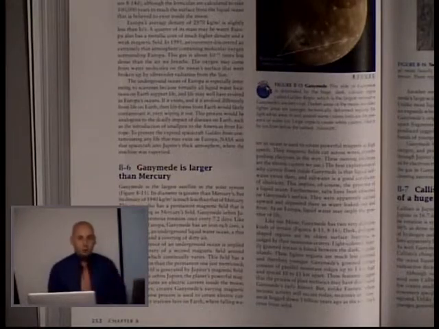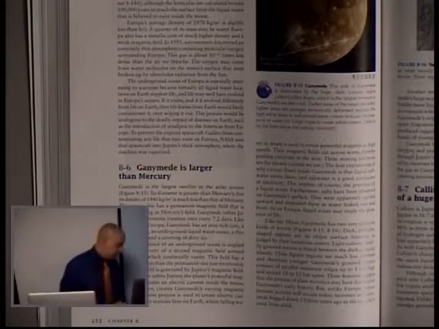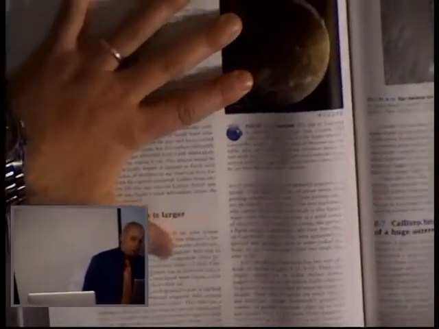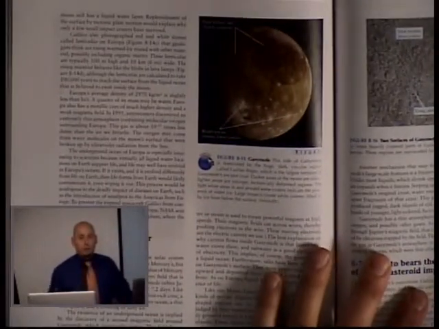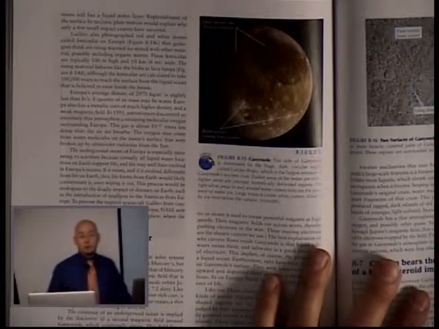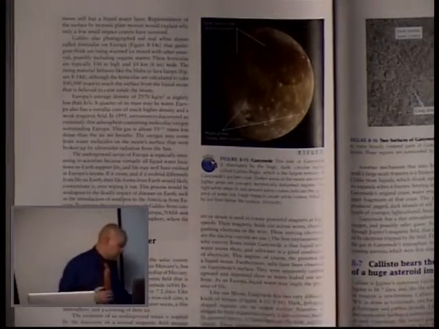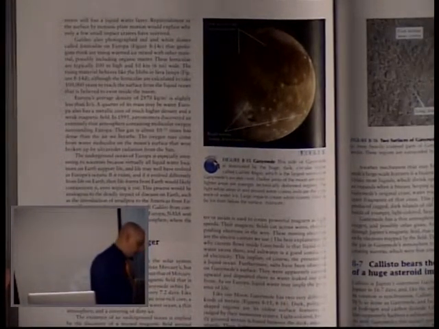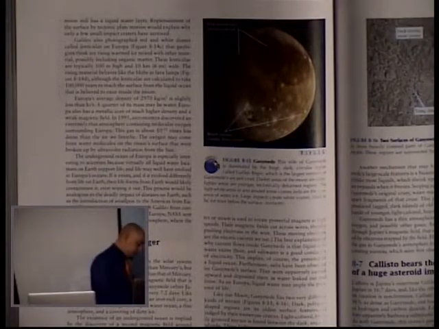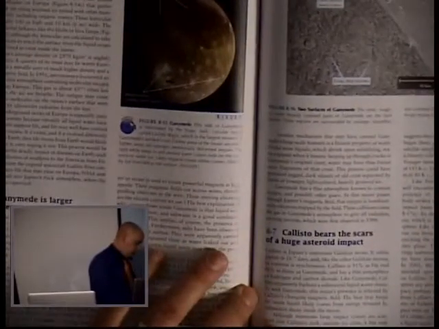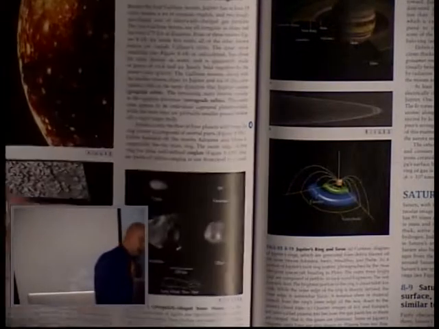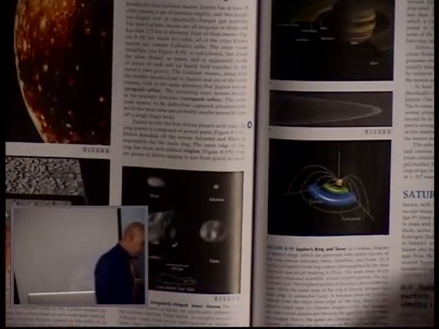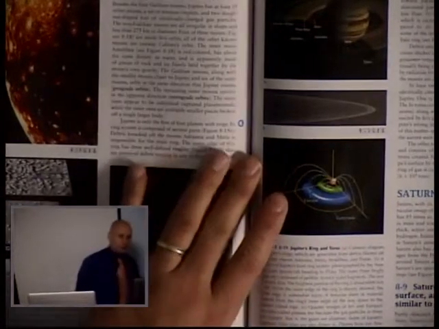It is a huge moon. In fact, we call it a moon only because it happens to be orbiting Jupiter. If it were orbiting the sun, it would seem very normal to call it a planet. But Ganymede is very, very large. Callisto, apparently, had a huge impact in its past, creating a massive scar. So make sure you read about those Galilean moons.